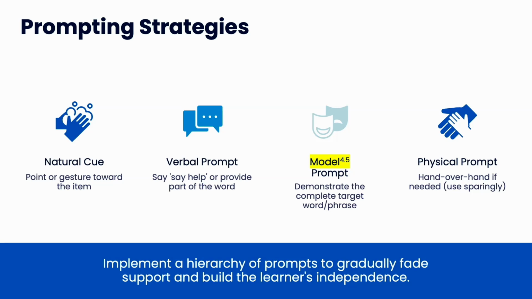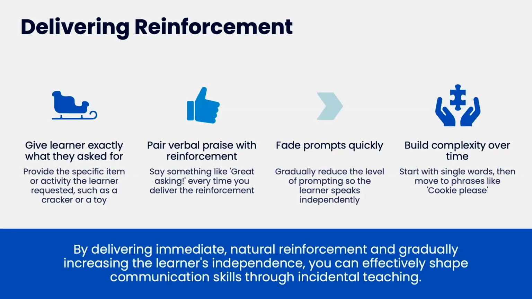Then you might want a model prompt, so demonstrate the complete word or phrase, and then you might want a physical prompt, hand over hand. But we always try to start with natural cues and move down. It depends on what you're doing, whether you would use a verbal prompt or not. If it is a verbalization, you would use a verbal prompt. And there's probably not a way to physical prompt a verbalization. But if it's a physical thing, you want to start with natural, move to model what you want them to do. If that still doesn't work, we would move to that physical prompt. But the physical prompt is always last.